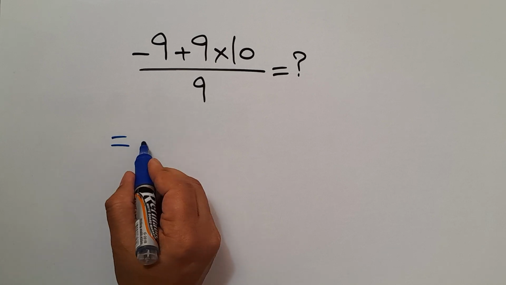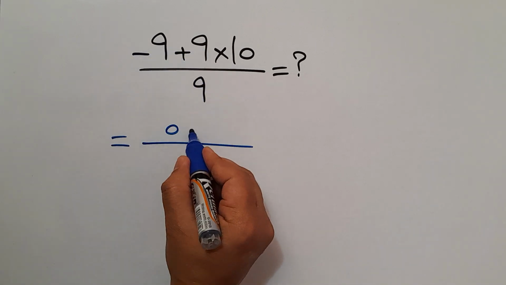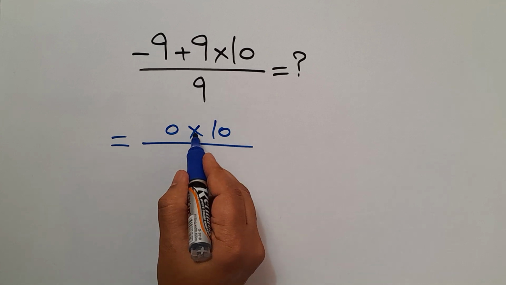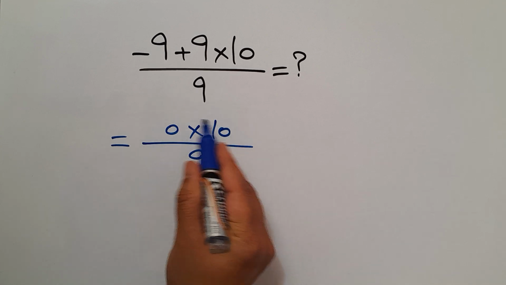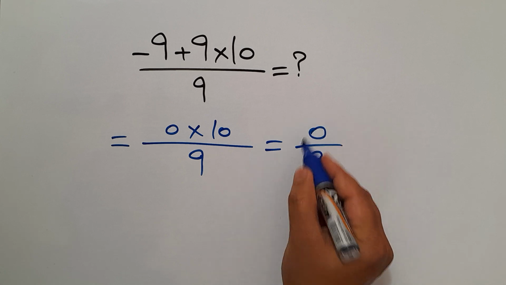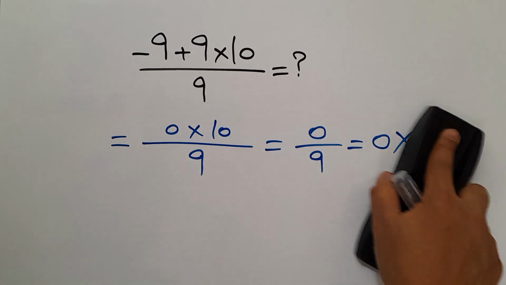Our fraction is equal to negative 9 plus 9 equals 0. So 0 times 10 divided by 9. 0 times any number gives us just 0. Okay, so 0 divided by 9, and this is equal to 0. But this answer is not correct.